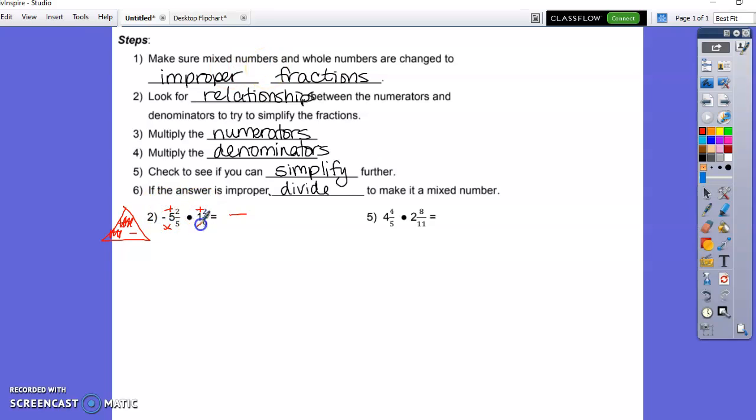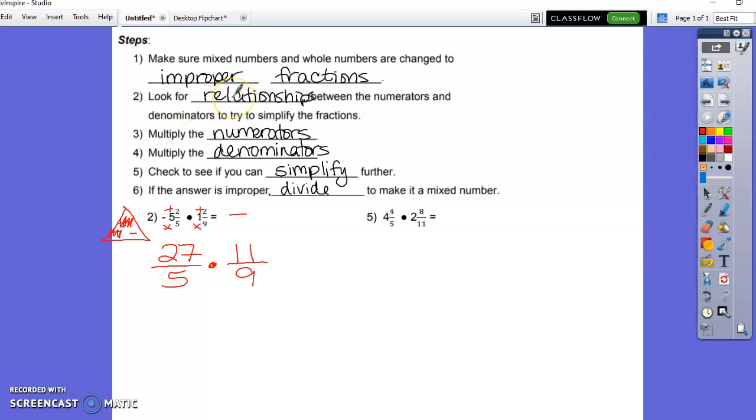Texas, Texas. So 5 times 5, 25. 25 plus 2, 27. Then 9 times 1, 9 plus 2 is 11 over 9.